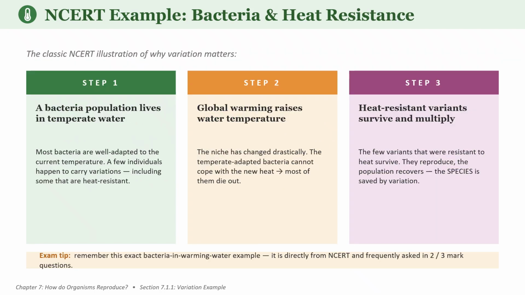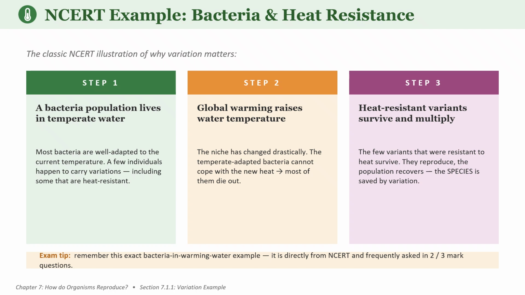So here I have given some NCERT example, bacteria under heat resistance. So what is happening here in step 1 under the normal conditions? See, a population of bacteria lives in water with moderate temperature. Here, most bacteria are adapted to these conditions, right? And some bacteria naturally possess heat resistant variations also.